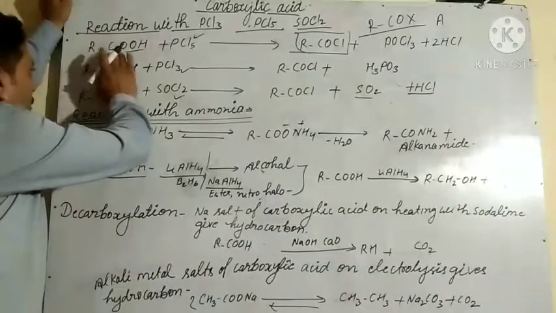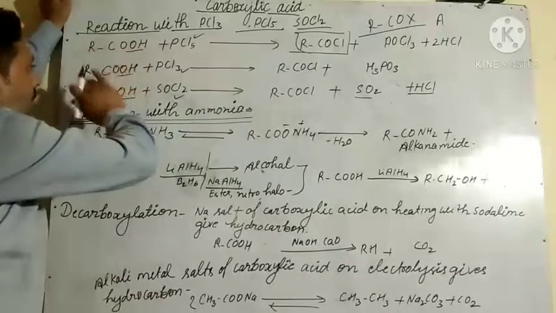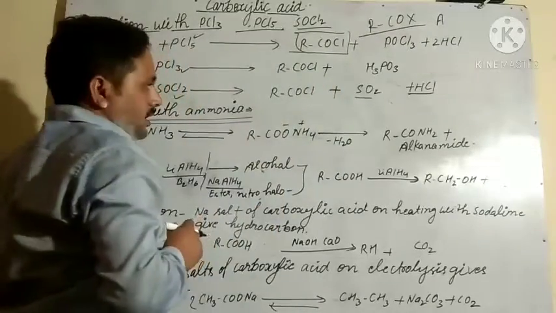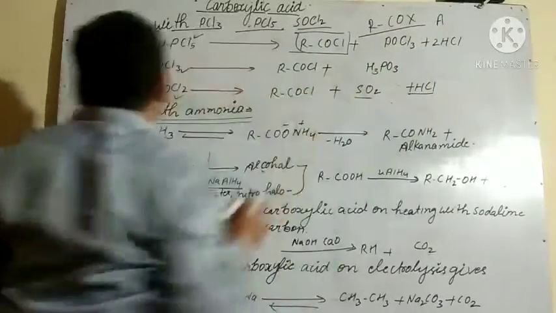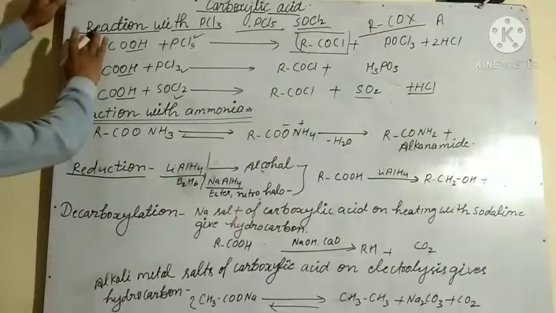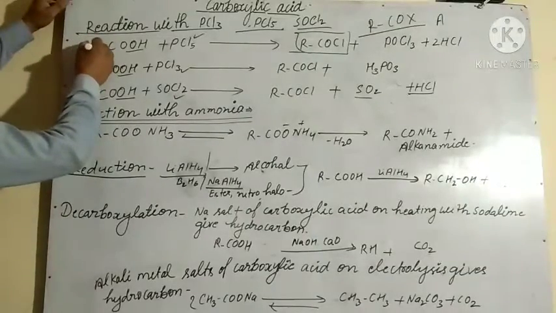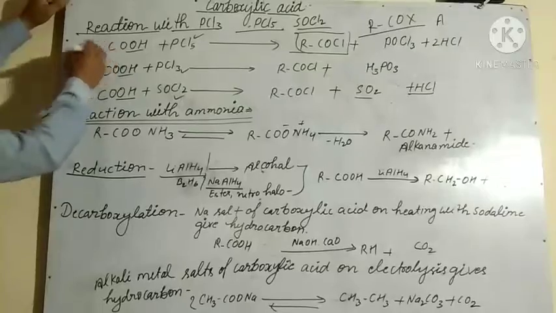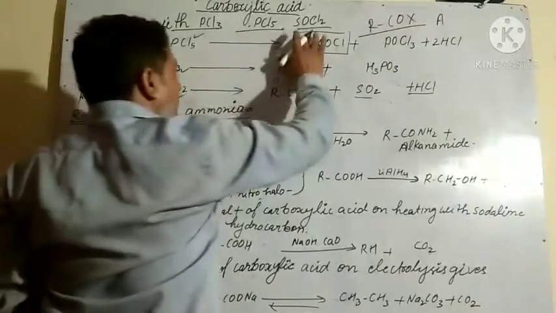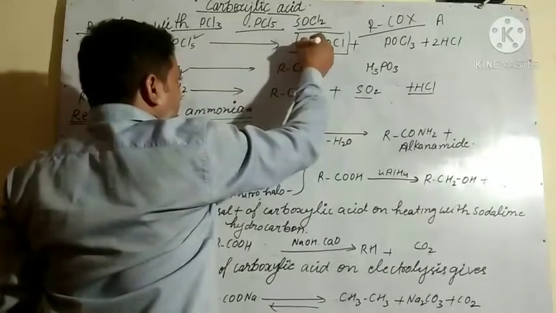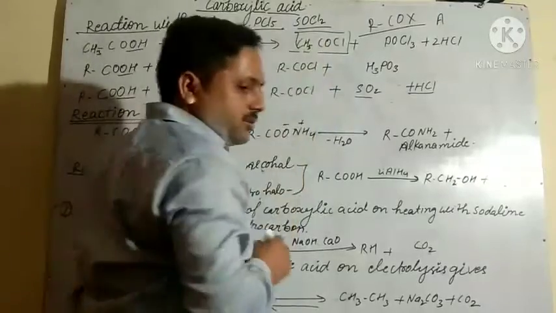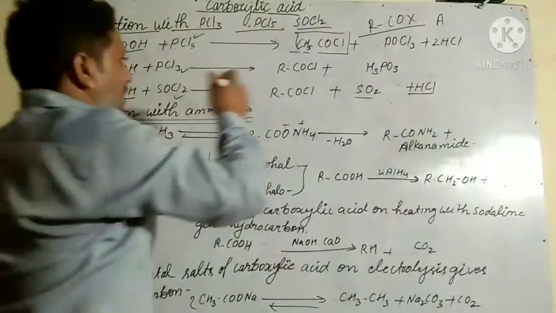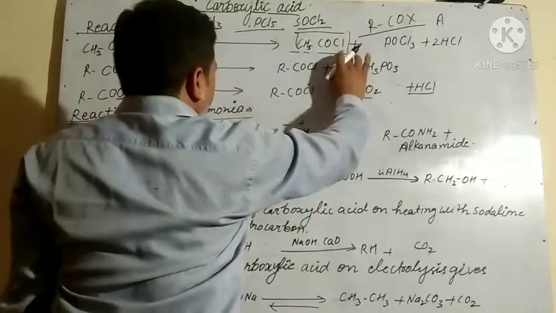So here RCOOH plus PCl5 reacts and forms RCOCl, POCl3 and HCl. Instead of this, if I take CH3, what is this? Acetic acid. So here, what will be the name of this one? Acetyl chloride. Acetic acid gives acetyl chloride.